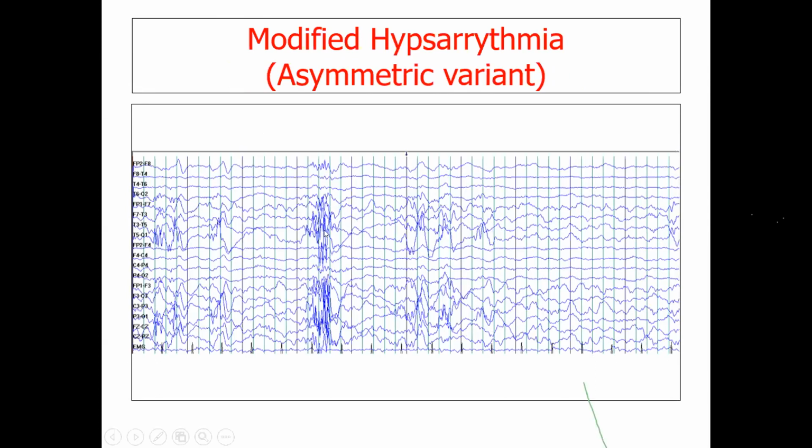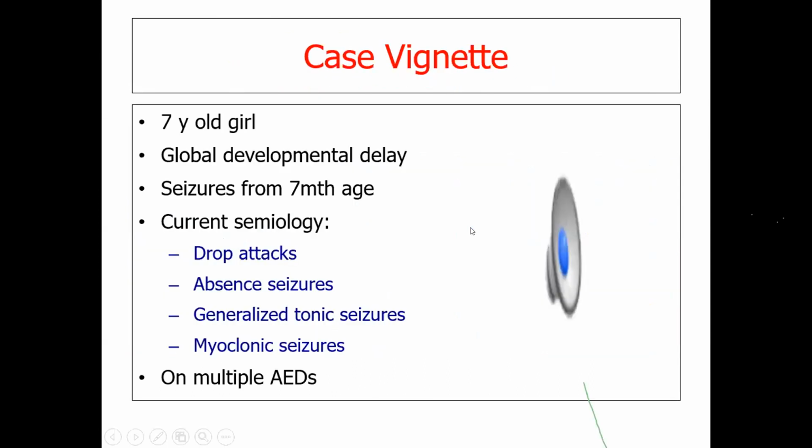Whereas this is an asymmetric record. If you see, sorry, the left and the right, the abnormalities are appearing from the odd numbered ones. That is, they are appearing from the left. Now we go to another epileptic encephalopathy.